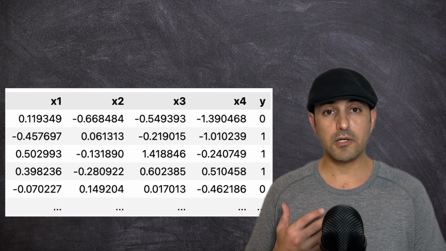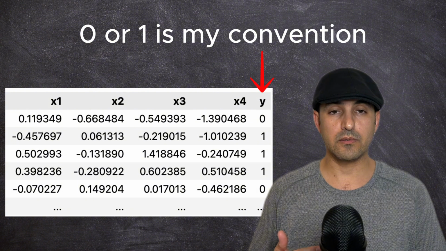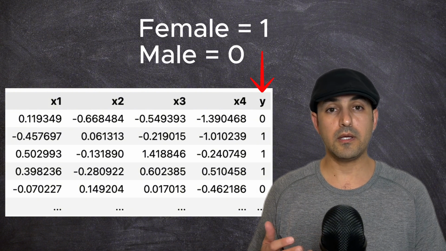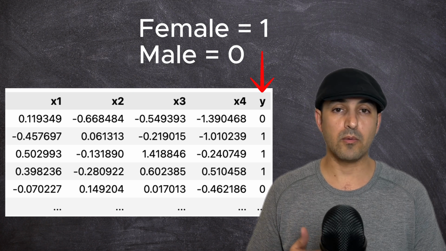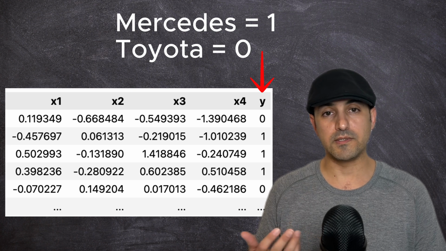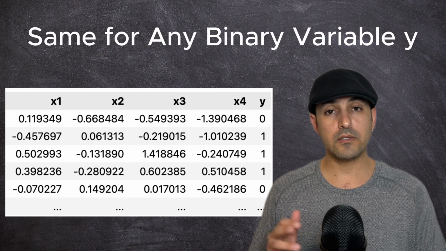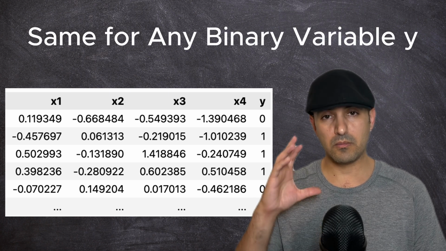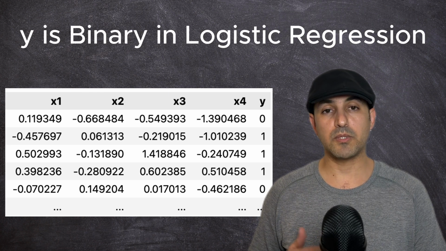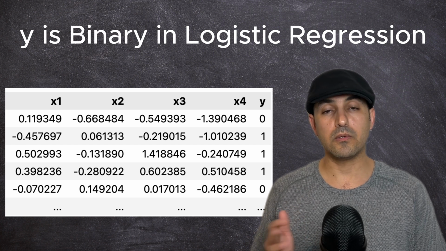Now I conventionally label one category in the y column with 0 and the other category with 1. For example, in the case of gender, I can label female with 1 and male with 0. Or in the case of cars, I can label Toyota with 0 and Mercedes with 1. The same goes for any other spreadsheet with a categorical binary variable. So regardless of the system or experiment, the last column of my spreadsheet has values of 0 or 1.